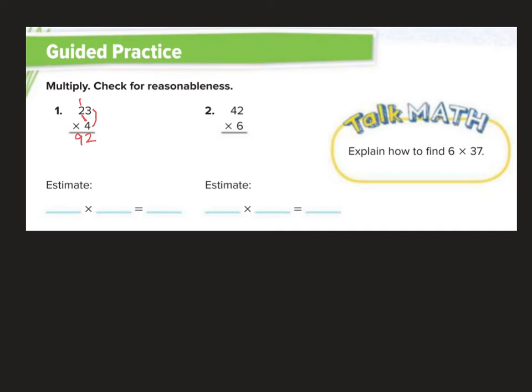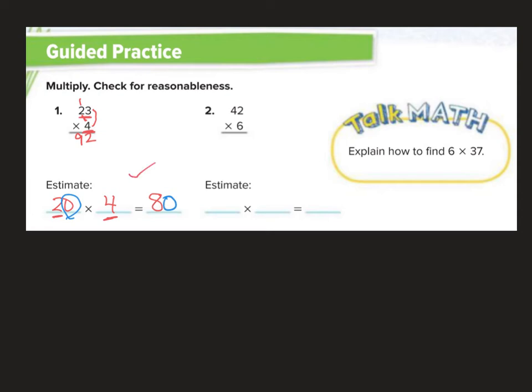Let's see, what would I choose for an estimate here? I'd take 23 and I'd say that's about 20. And 4, I'm going to keep it because then I can do 2 times 4 is 8. I have a 0 here, 0 here, 80. So 4 20s are 80 and 80 is close to 92. So that checks out.